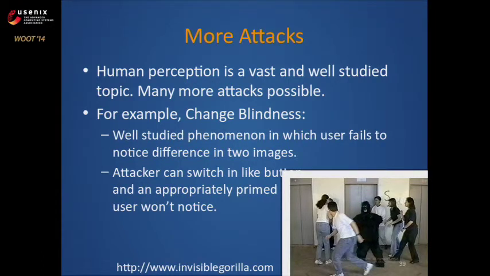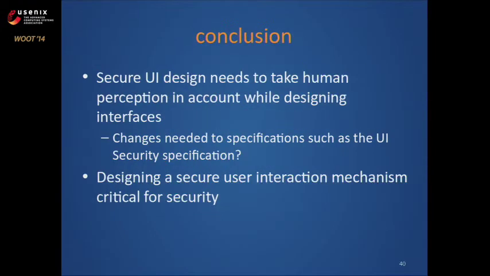So one example is change blindness, where test subjects failed to see a change in an image while looking directly at it. So maybe an attacker can switch in a like button while the user is actually looking and not have the victim notice. This invisible gorilla video is a really classic experiment where a user fails to notice a dancing gorilla in the middle of the screen. So that might be a little harder to conceal than a like button.